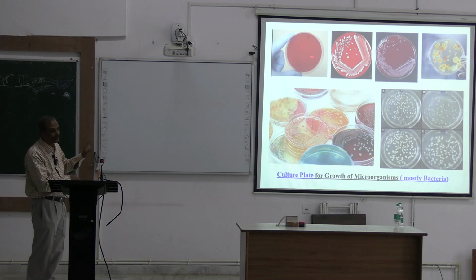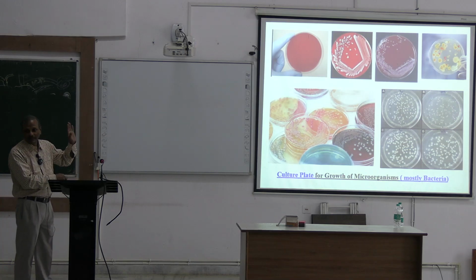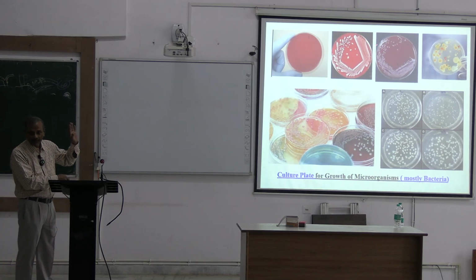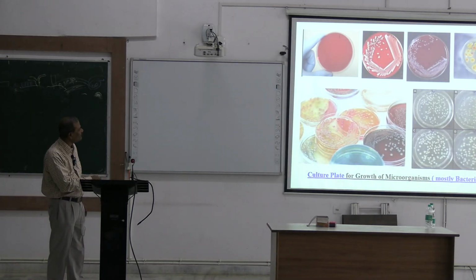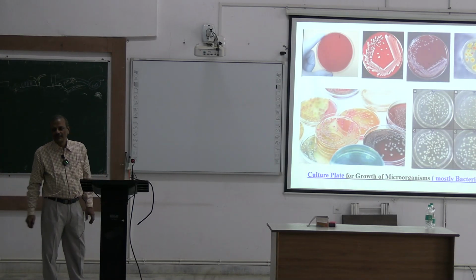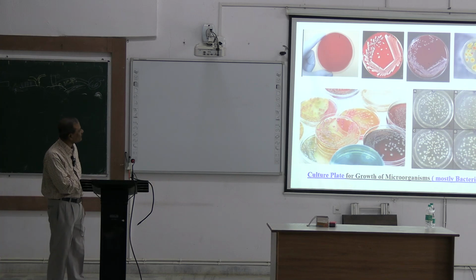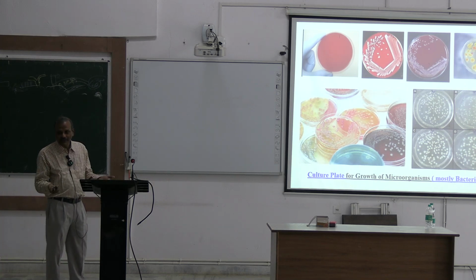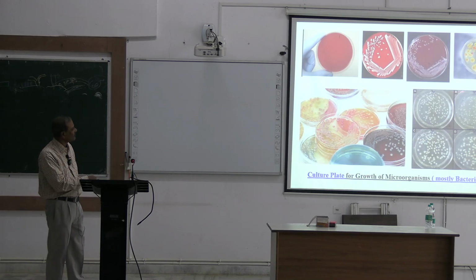Now, if there is no bacteria in the urine, no infection, the culture plate will remain like this. If there is a bacteria, then bacteria will start growing. The more the bacteria, the more the growth. The less the bacteria, the less the growth. You can see a variety of growth will be available.